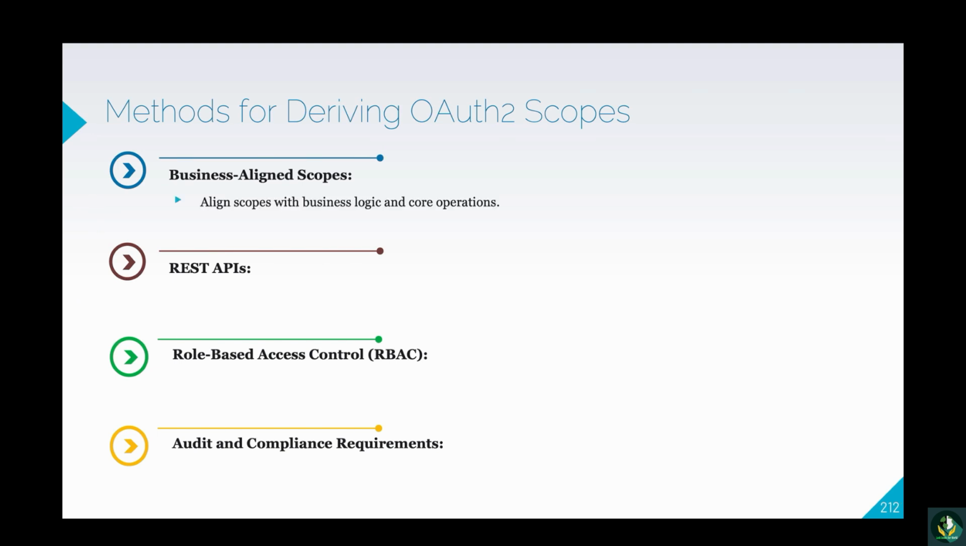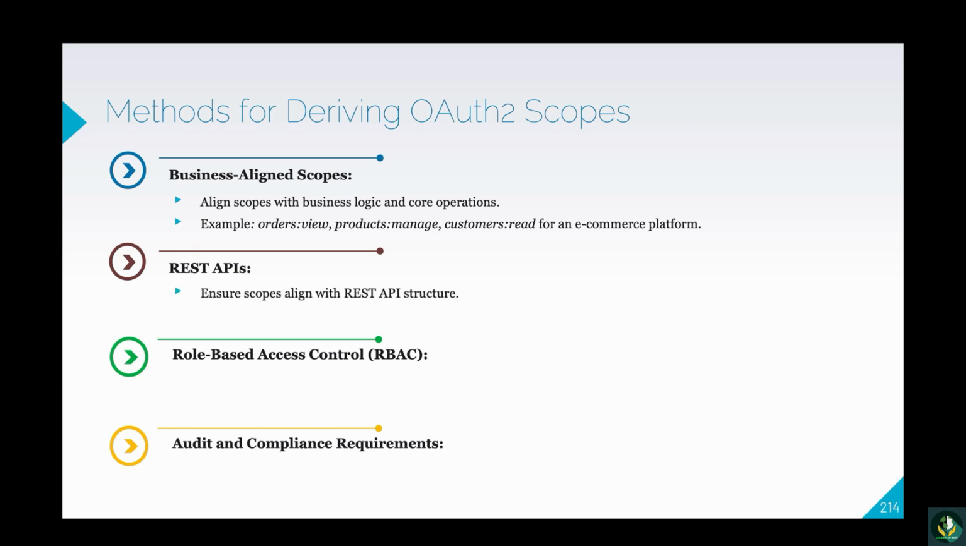Business-aligned scopes. One method is to derive scopes directly from the business processes. Scopes should reflect your business logic, aligning with core functions. For example, in an e-commerce platform, you could have scopes like orders view, products manage, and customers read. These clearly correspond to key business operations, making it obvious what each scope controls.